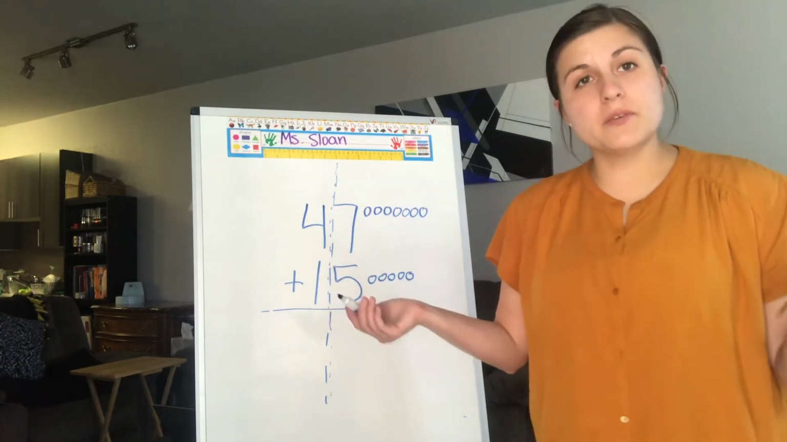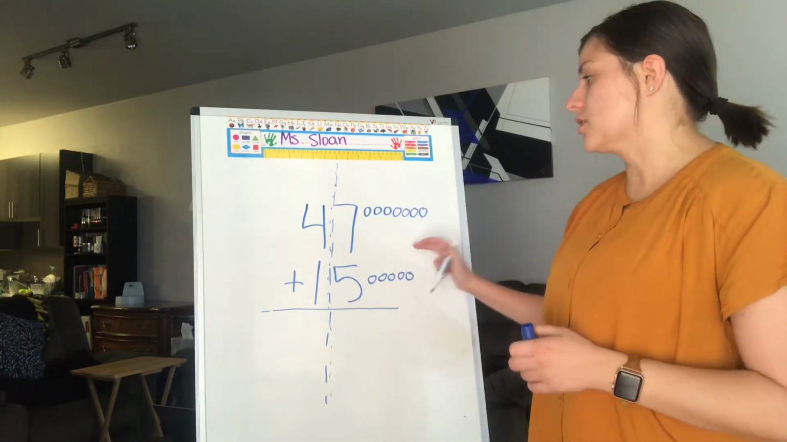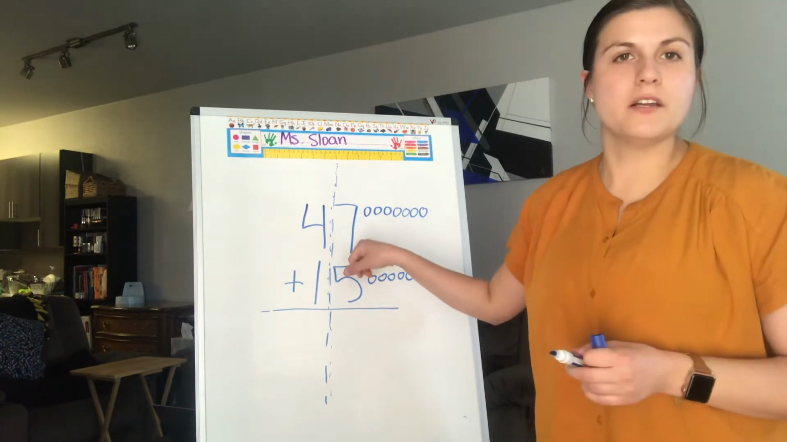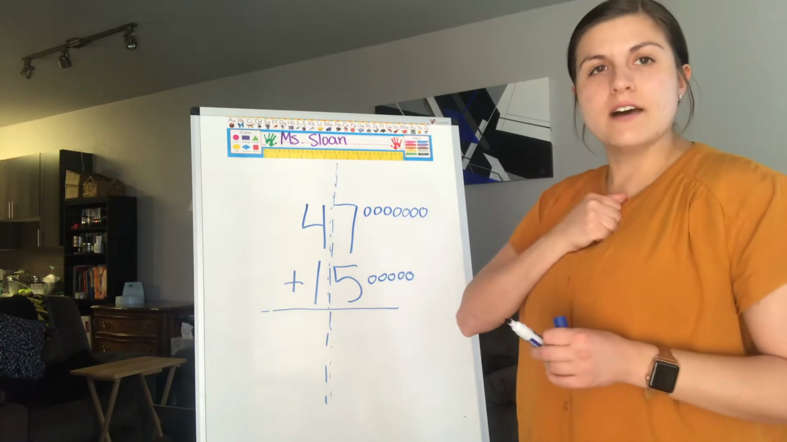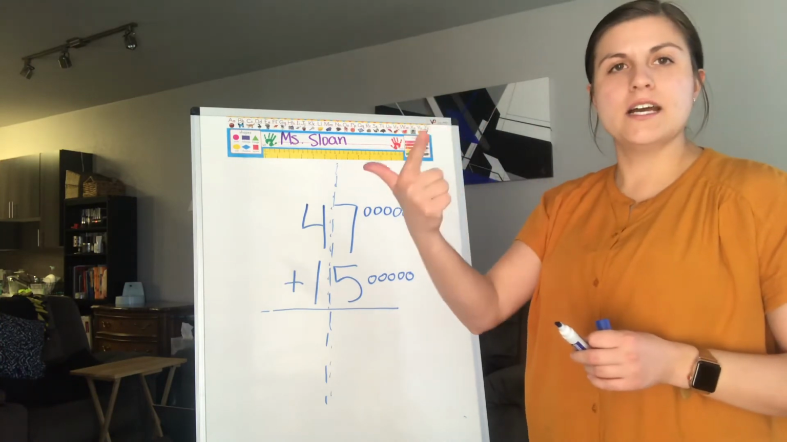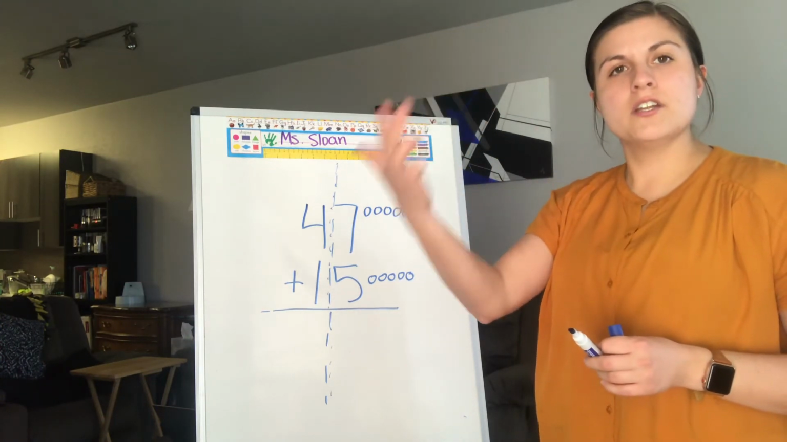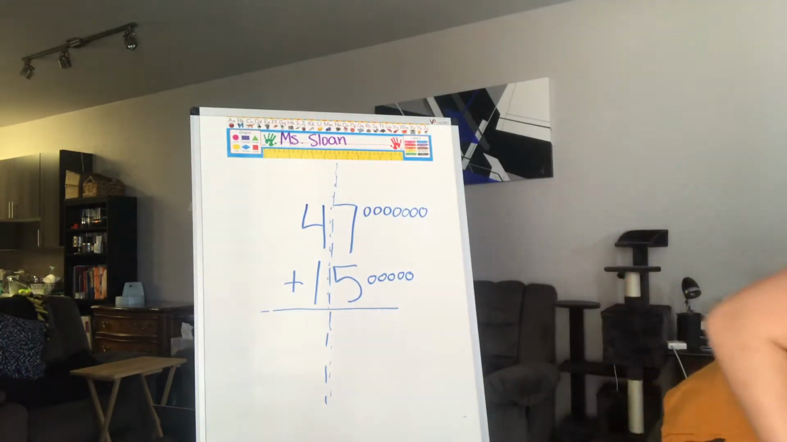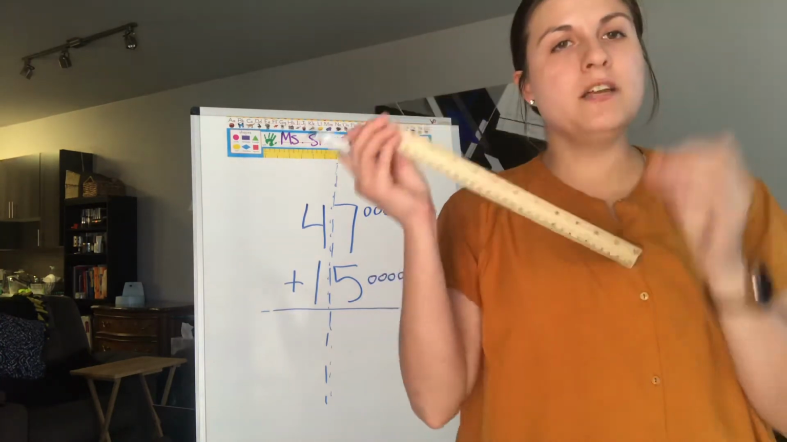Now another way that we can add, if we don't want to draw circles, is we can use our body to count up. So let's start with the bigger number, which is 7. 7, 8, 9, 10, 11, 12. So we get 12. One last way that we learned was using a number line.